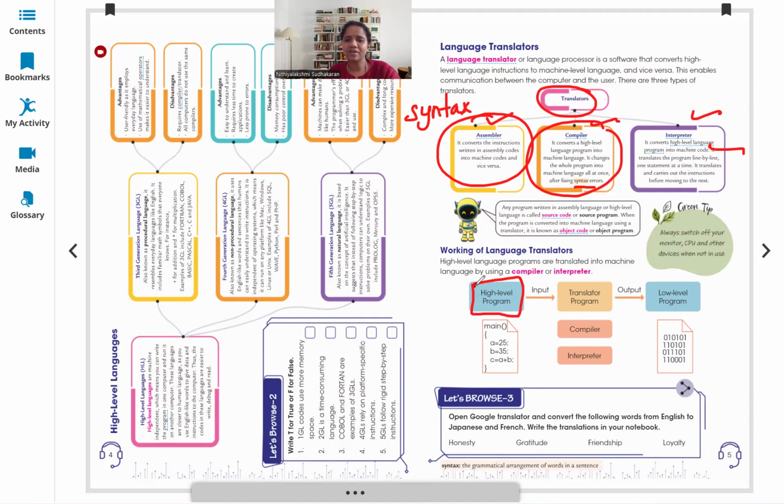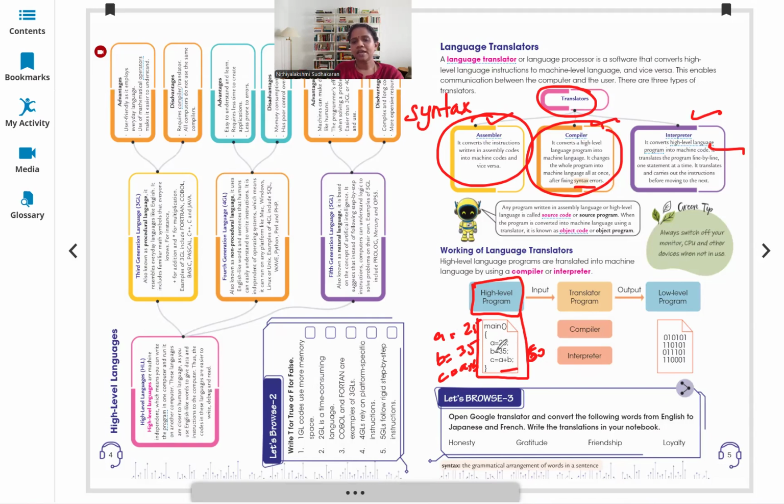And this is how it works. See here, high level language, we are giving a code like this. A equal to 25, B equal to 35, and C is equal to A plus B, which means A and B are going to be added together, 25 plus 35, and the result will be 60, okay? 25 plus 35, it is 60.